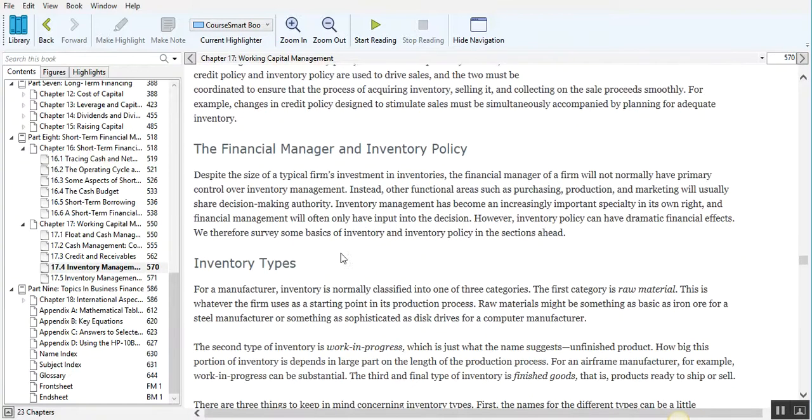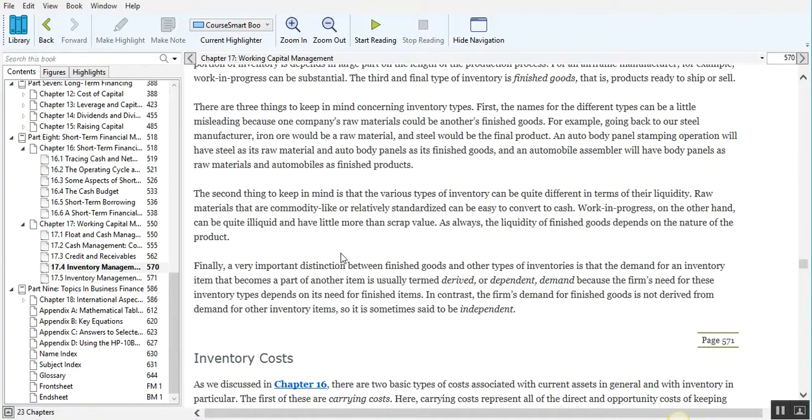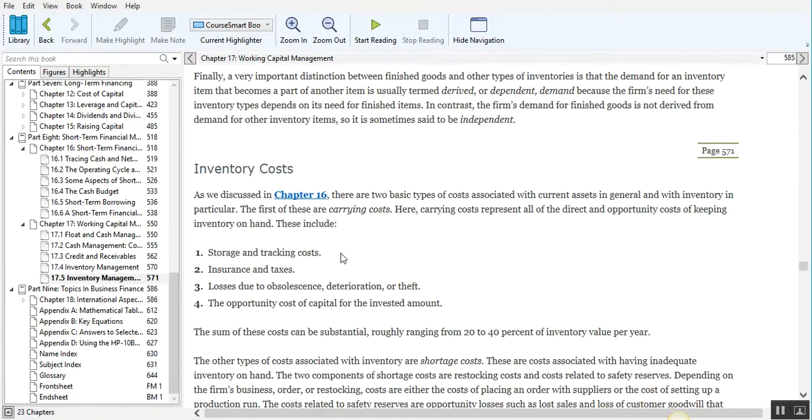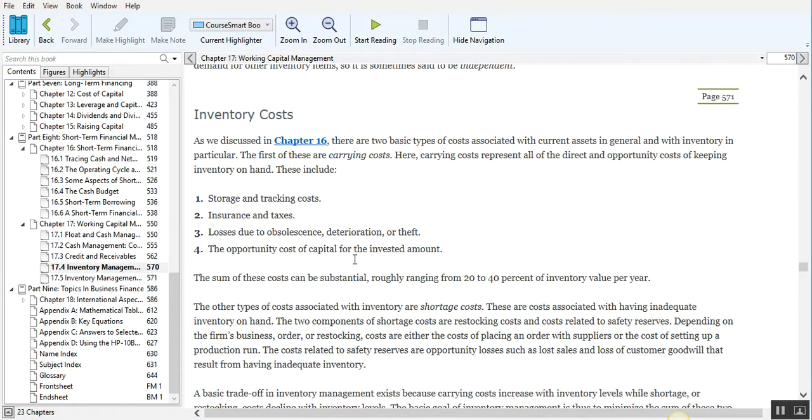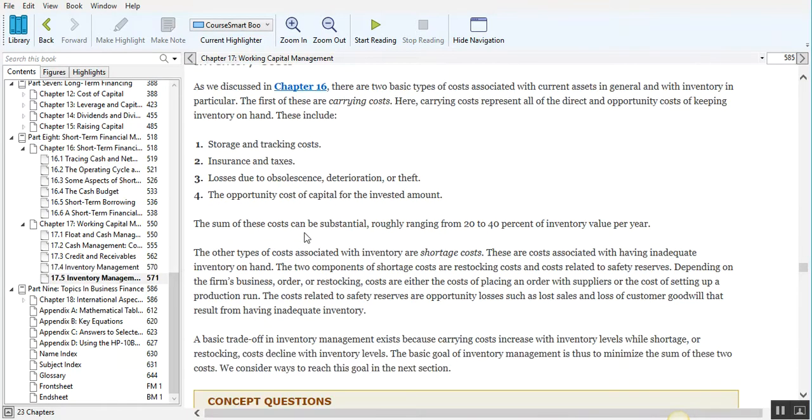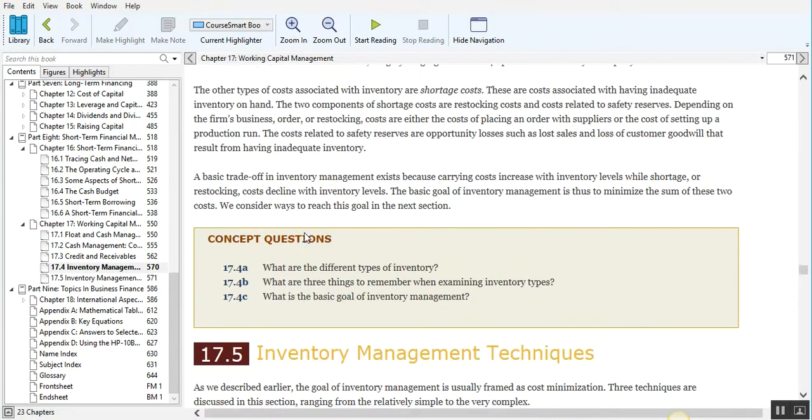We have inventory management here that they're going to talk about, and inventory costs. When you're looking at inventory costs, you want to think about how much it is costing you to track and store the inventory, what insurance you need to carry and taxes you pay on it, and what losses could occur due to obsolescence or deterioration of the inventory. And then what's the opportunity cost of the capital that's invested in that inventory.